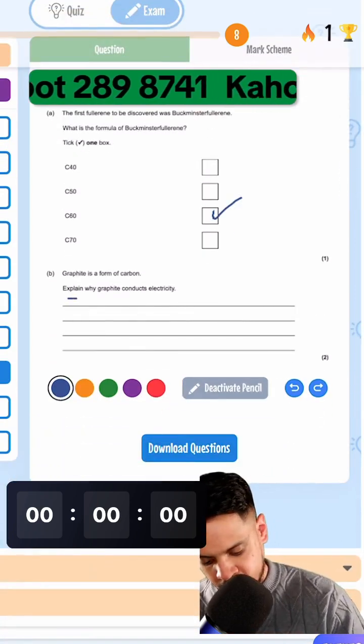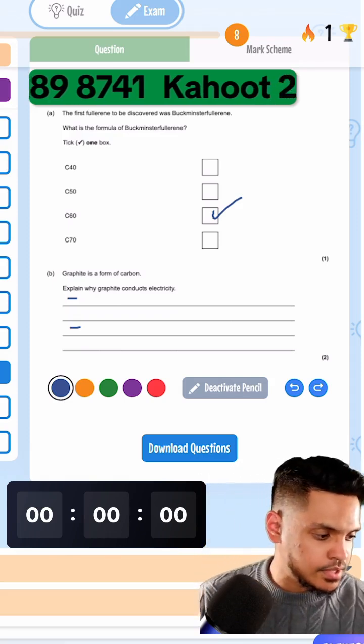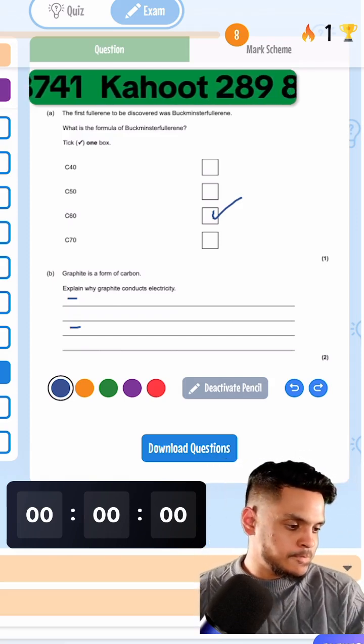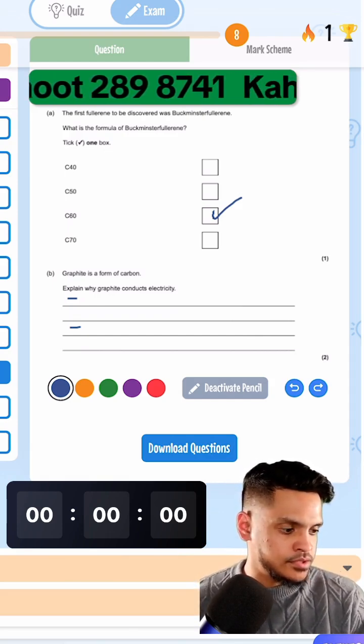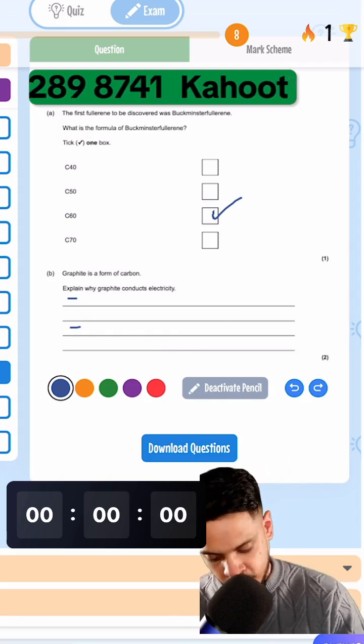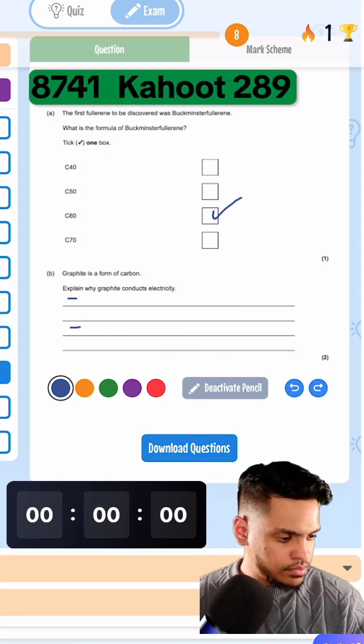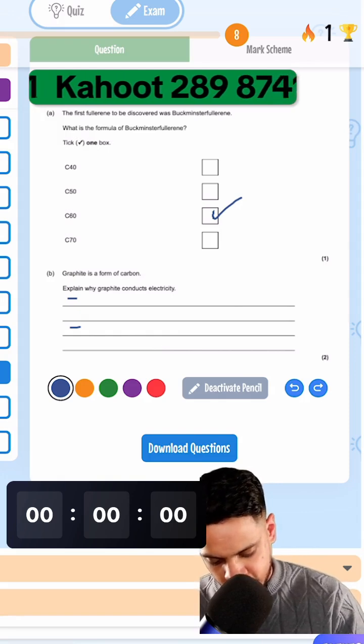Why does graphite conduct electricity for 2 marks? Why does graphite conduct electricity for 2 marks? What do you guys think? Delocalized electrons flow through the structure carrying the charge. That is a perfect answer, Jeneth. You won the quiz, right?